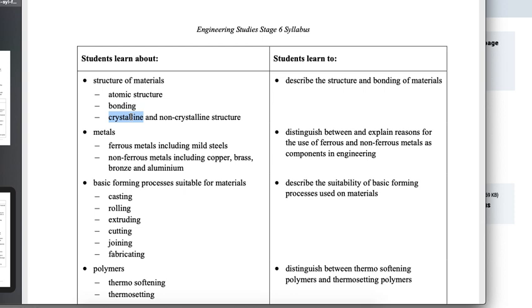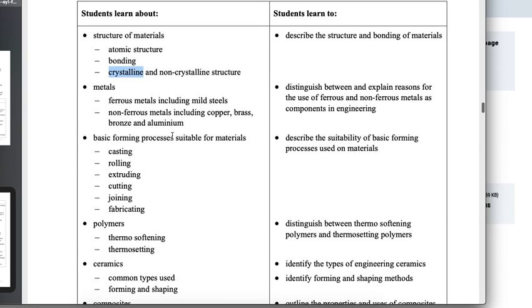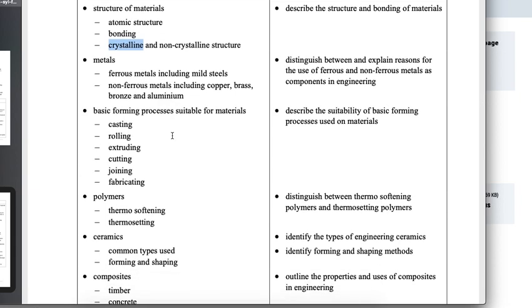But for the main crystal structures, we have face-centered cubic and body-centered cubic. There are other ones that are also interesting, but not focused on as much, which are hexagonal close-packed and things like BCT, body-centered tetragonal. We're going to talk about those later, but for the moment you would probably only need to know FCC and BCC. We'll talk more about that in this topic.